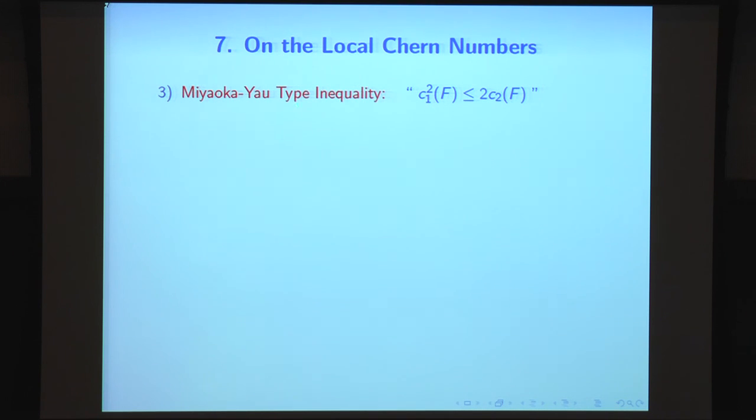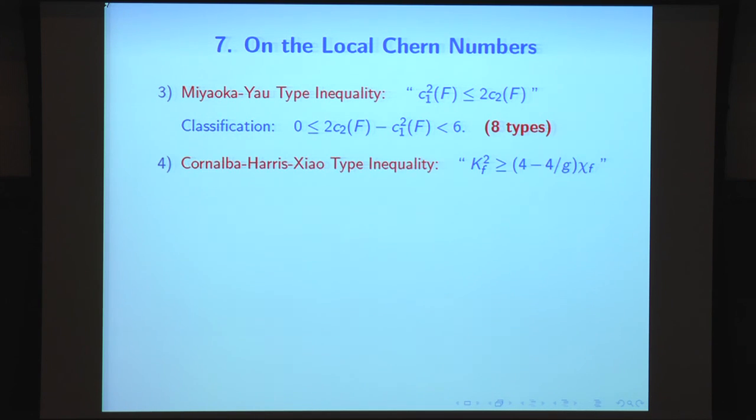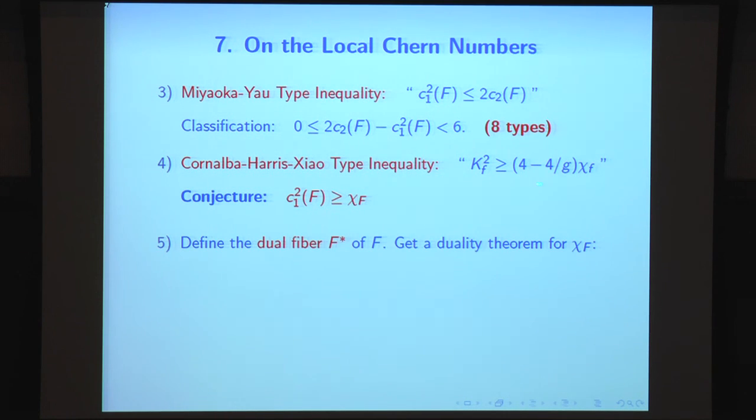So we also have a Miyake-Yau type inequality, like this. So we can classify singular fibers near this line, c1 squared equals 2c2. For example, if this number is between 0 and 6, we can classify the singular fibers. This kind of inequality is called a slope inequality. This is the slope inequality for fibrations. So we have a conjecture like this.